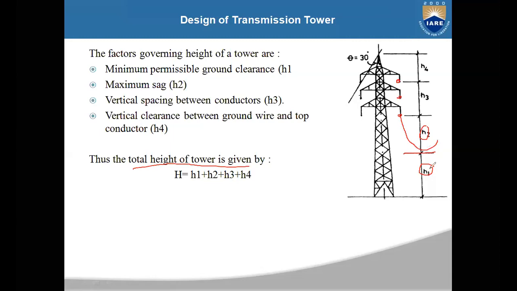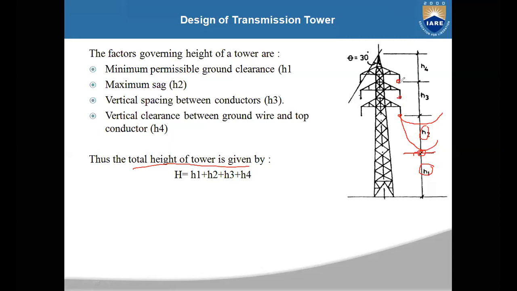Okay, so the minimum clearance is this one. Minimum clearance mark, not the total, not the exact clearance. Your conductor can come up to this point. Generally it will be like this. Depending upon the temperature, the sag may decrease, or depending upon the wind force the sag will increase. So the maximum sag that can be allowed is this H2 distance.